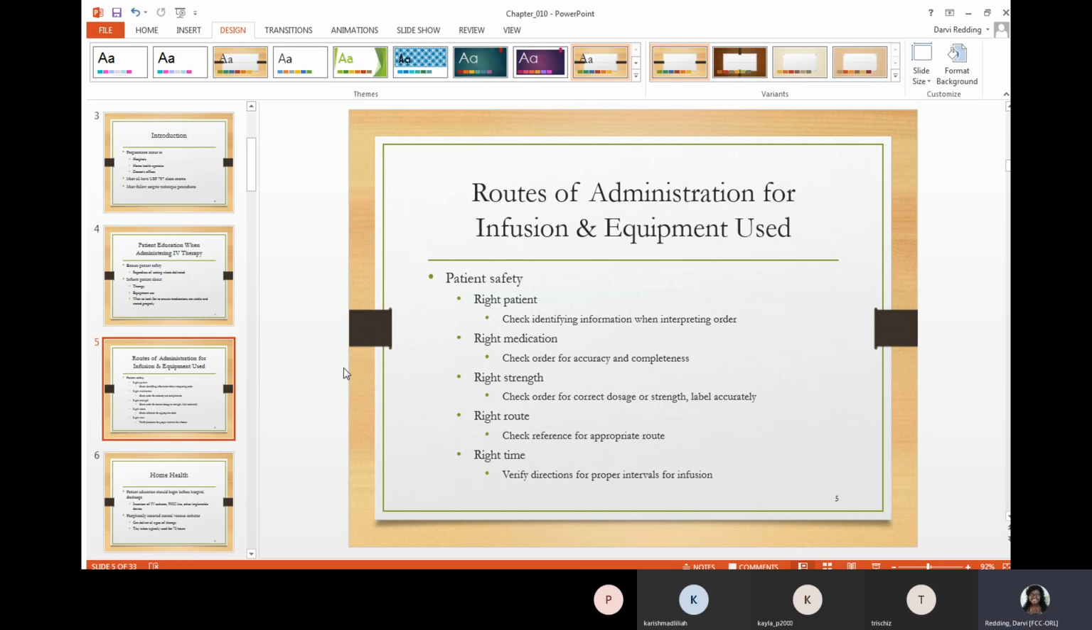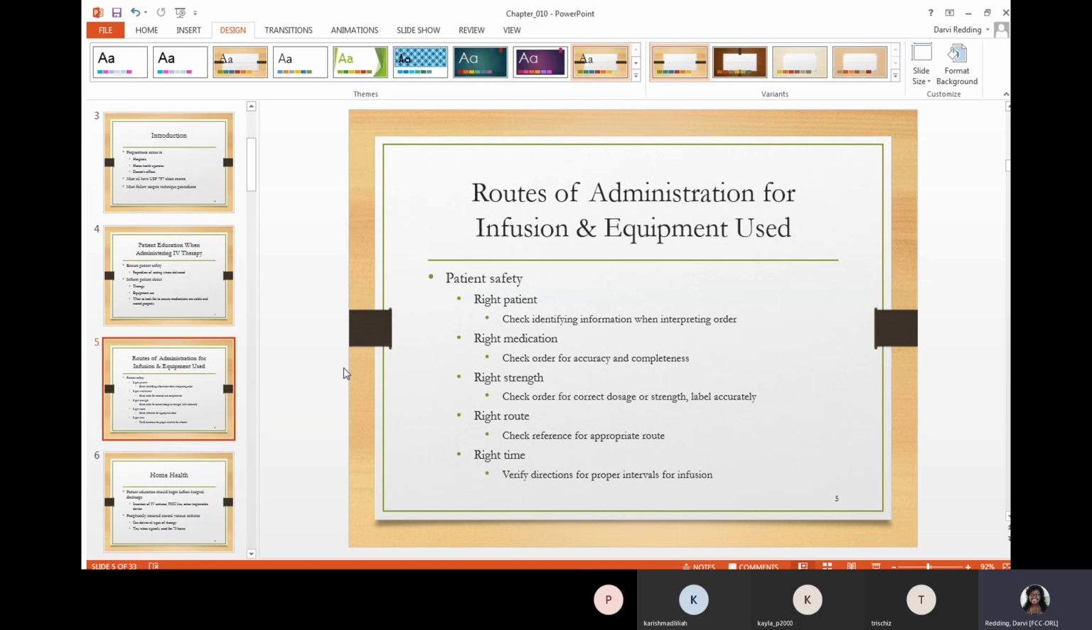Something can also be taken topically, meaning it's going to be applied to the skin, and something can also be taken transmucosally, which means it's going across the mucous membrane, which could be eardrops, eye drops, nasal sprays.